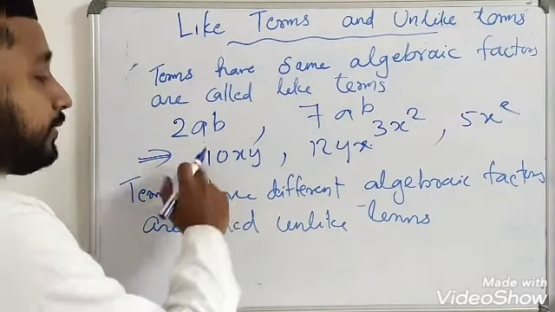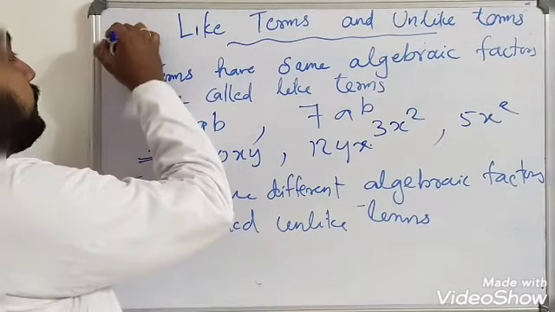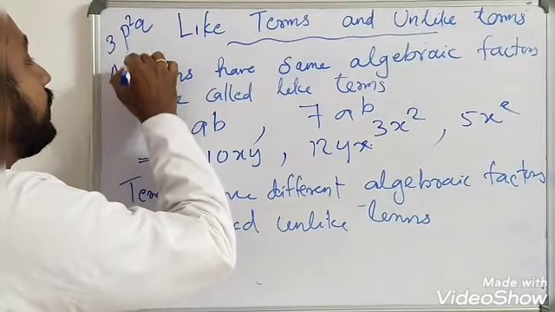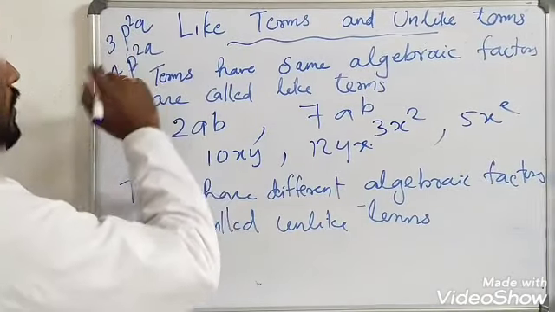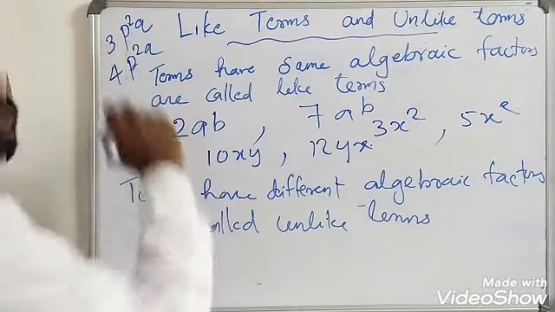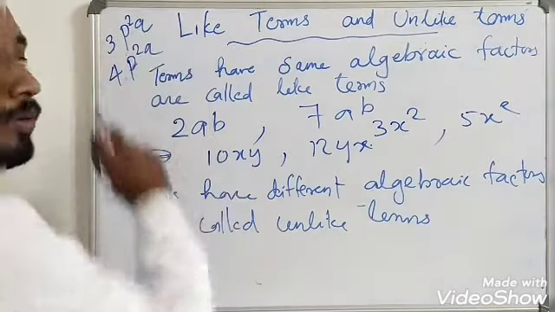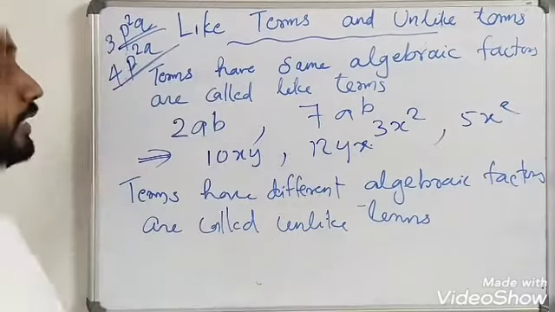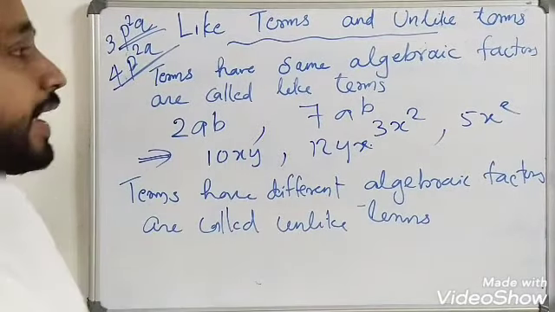Another example: 3p square q cube, 4p square q cube. Look here, 3 and 4 are different, no problem. Here p square, here also p square. Here q cube, here q cube. So both of these are the same. Such terms are known as like terms.